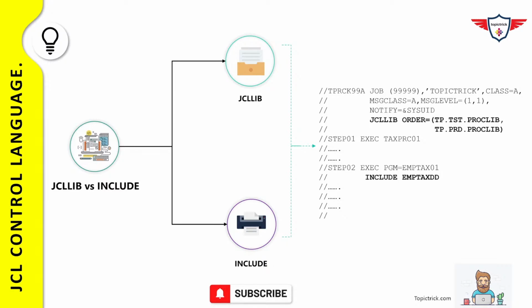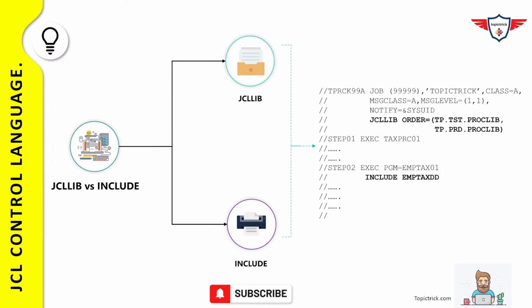And just in case you have more than one PDS and you want to specify the search sequence, then you can also do that with the help of the ORDER keyword. So you can use JCLLIB followed by a space and then ORDER, and after that you can specify the PDS in a sequence in which you want the system to search. And always remember that JCLLIB statement must appear after the job statement but before an execute statement in that particular job.